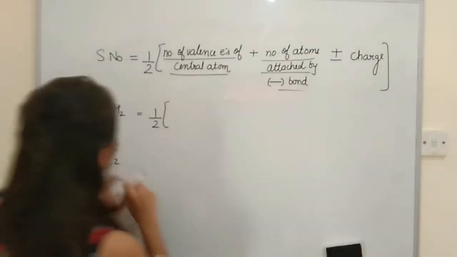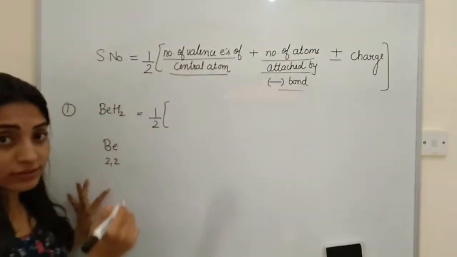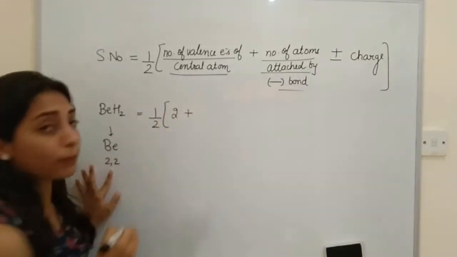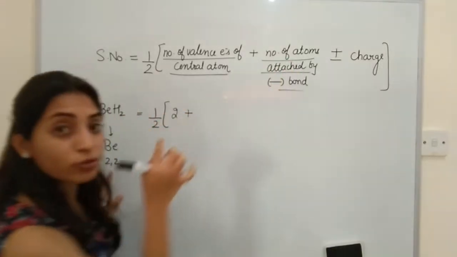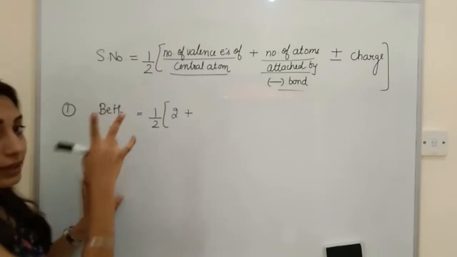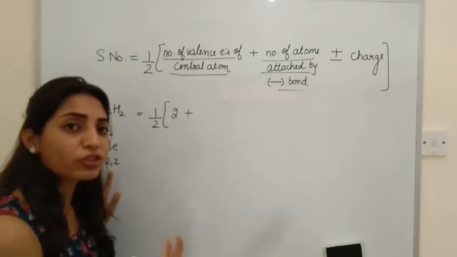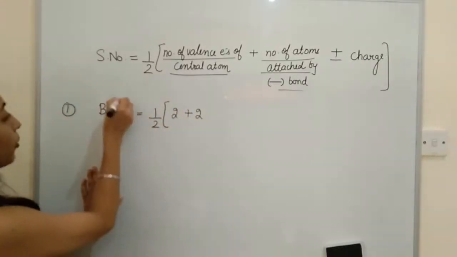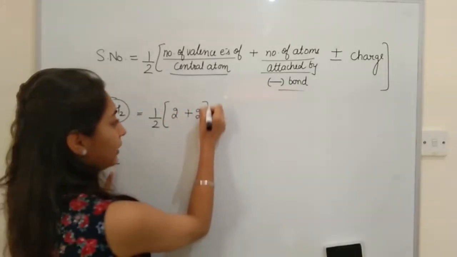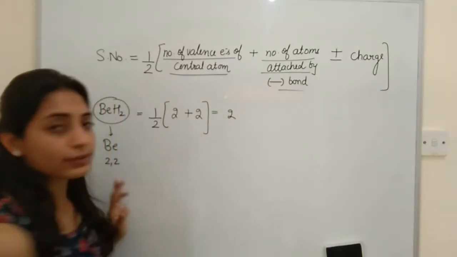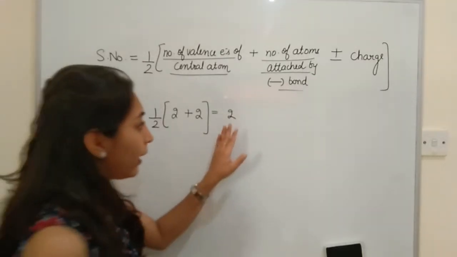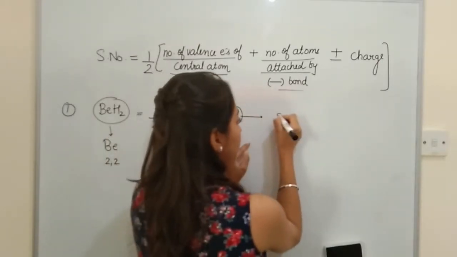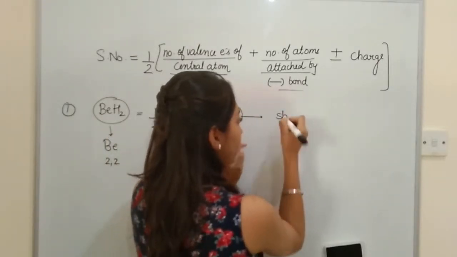We have half number of valence electrons of central atom. So beryllium is our central atom, valence electron is 2. Plus number of atoms attached by single bond. Look here, there are 2 hydrogens and we know that hydrogen gets attached by single bond. So I'll do plus 2 here. Is there a charge on the molecule? No. So plus minus 0, I am not writing. Overall answer comes out to be 2. If the overall answer comes out to be 2, the hybridization will be sp.